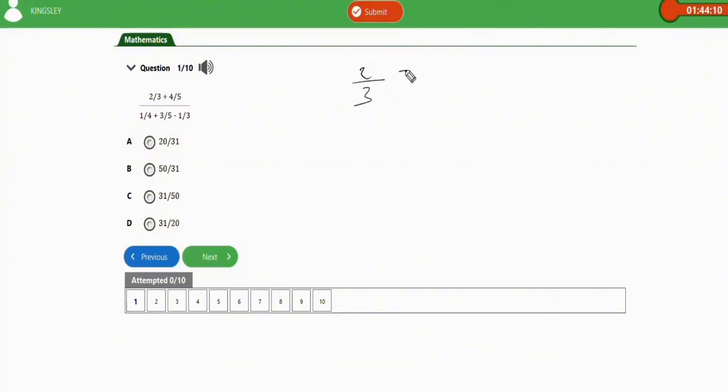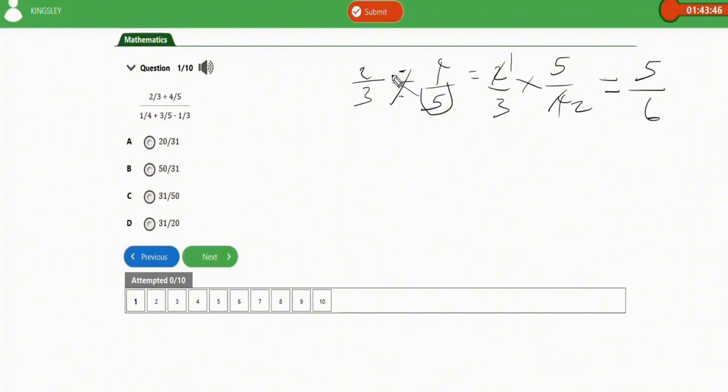So, when you have 2 over 3 divided by 4 over 5, what you're going to do next is change this division sign to multiplication and then reverse what you have here. So it will now be 2 over 3 times 5 over 4. 2 cancels 4, giving 2. So we have the output of the numerator to be 5 over 3 times 2, which gives you 6. So that's it for the numerator.